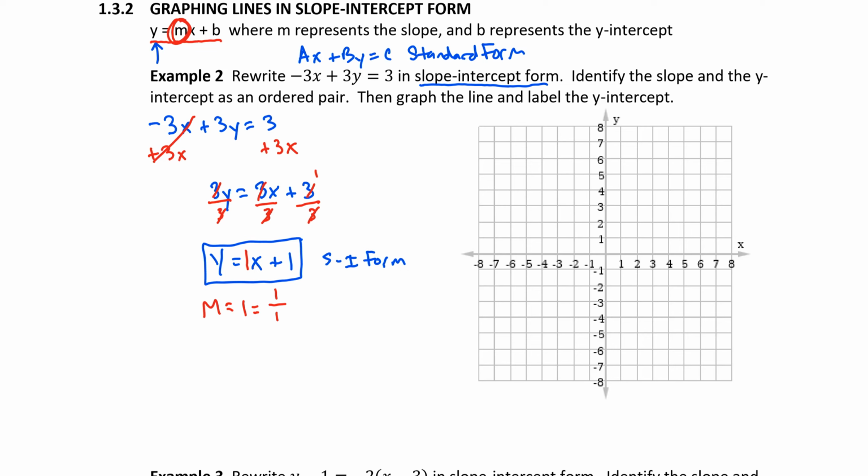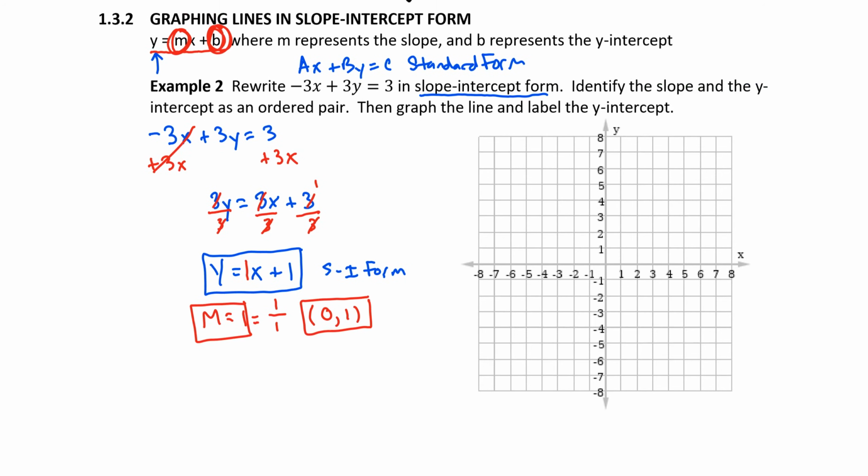Also, our y-intercept is out here wherever the constant is. So in this case, our y-intercept is x equals 0, y equals 1. So our slope is 1. We're going to think of that as rise 1, run 1. And our y-intercept is 1. So on our graph, we're going to start at the y-intercept 0, 1.